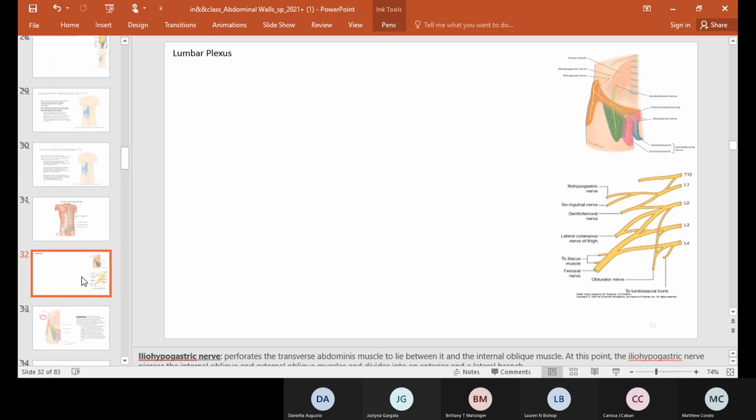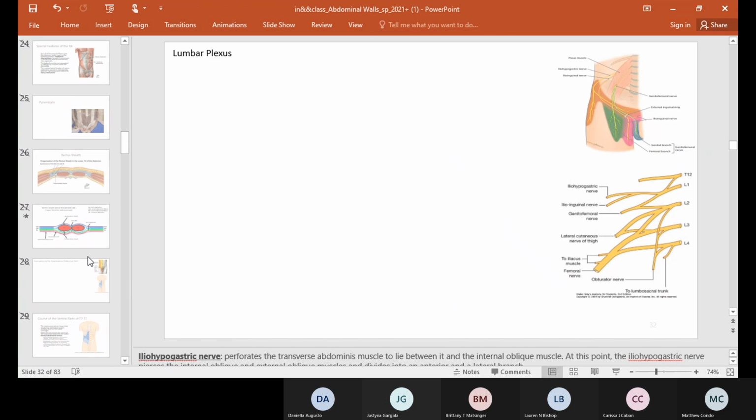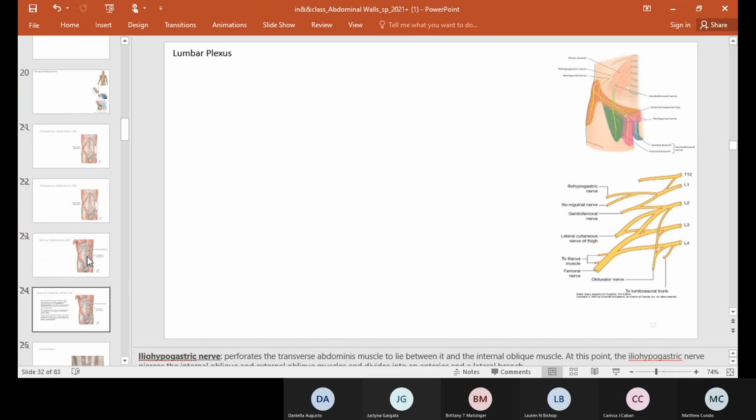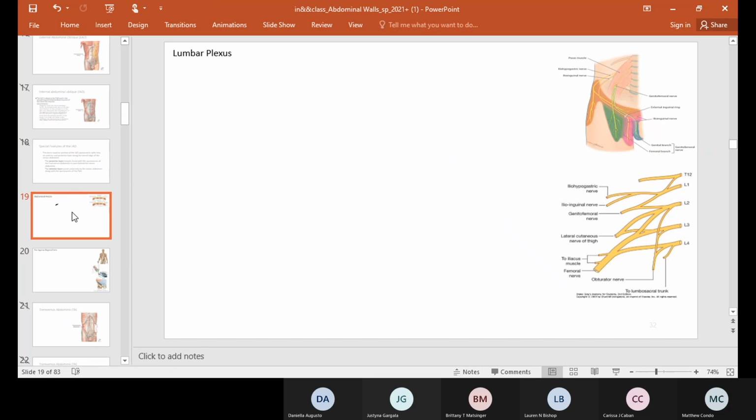The rectus abdominis? Sure. No, that's fine. Let's go over rectus abdominis. I'll tell you what, let's do this. Let's go over rectus abdominis and let's go over rectus sheath. How's that sound?